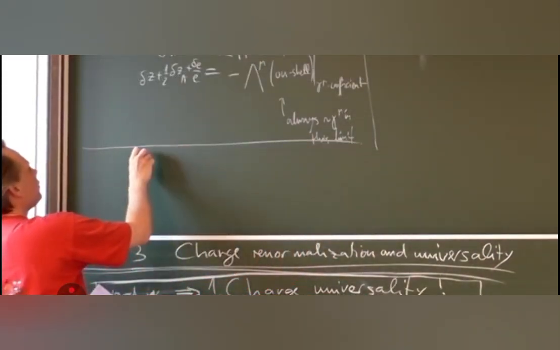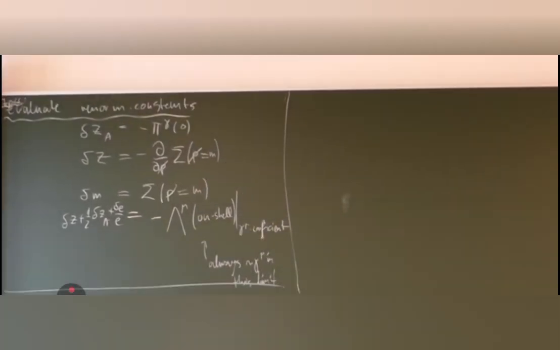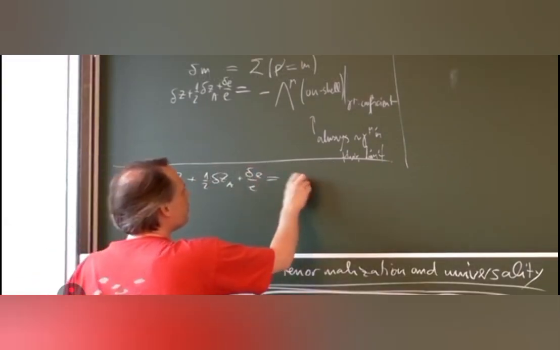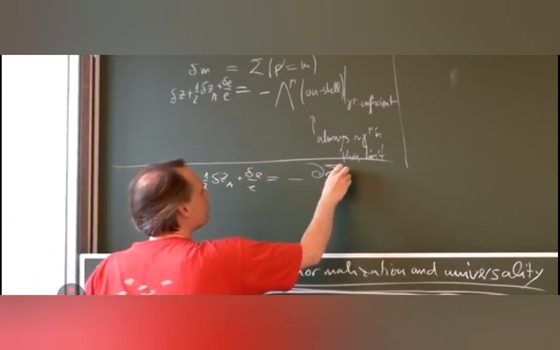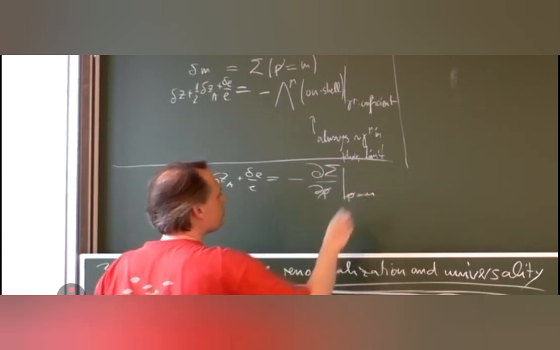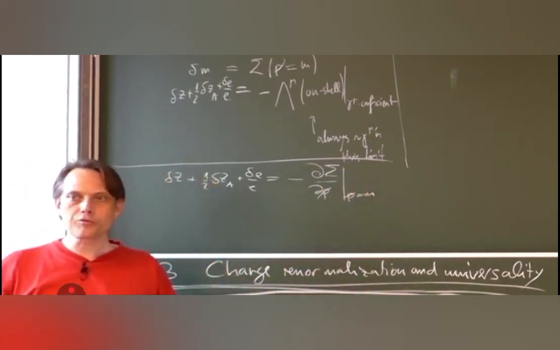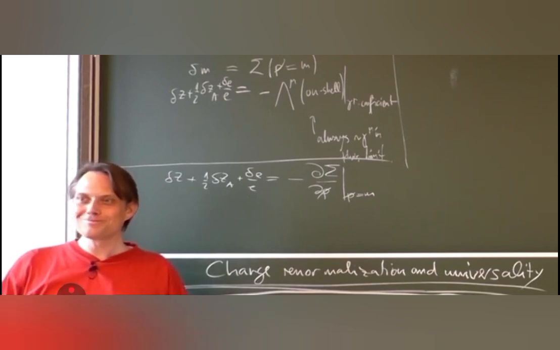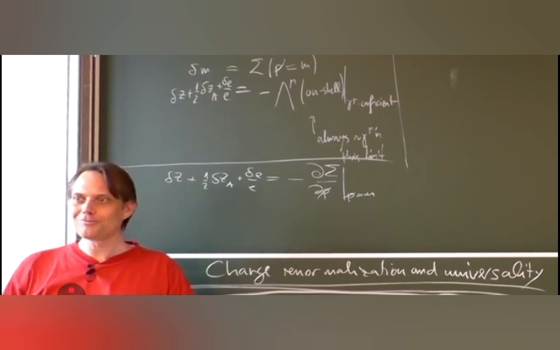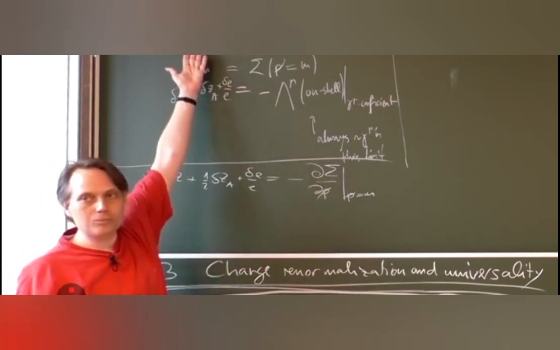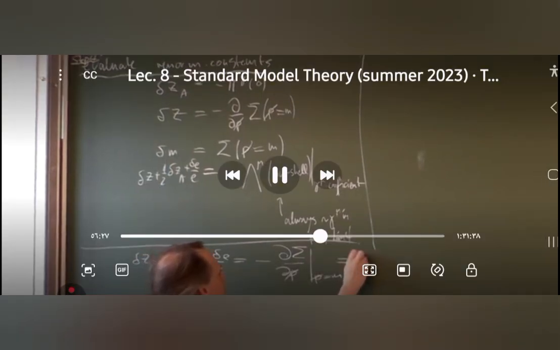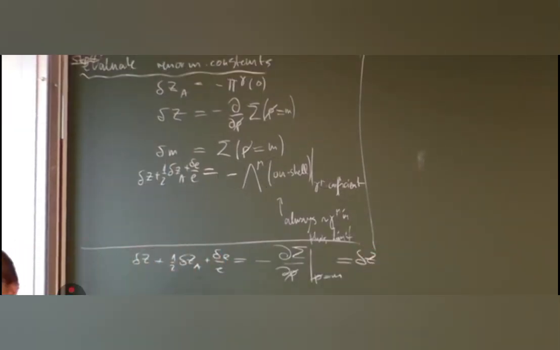Namely, at first we have delta Z plus 1/2 delta Z_A plus delta E over E is now equal to minus d sigma derivative with respect to p-slash at p-slash equal m. But we have somehow seen this before, haven't we? Namely, what is that? That is delta Z from the field renormalization condition. And so that is now equal to delta Z.